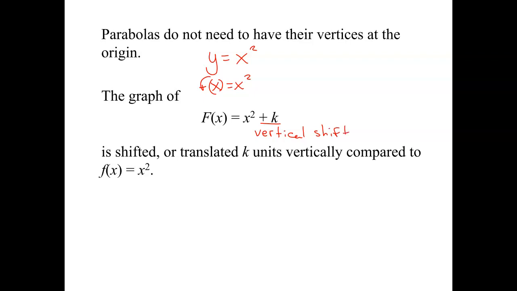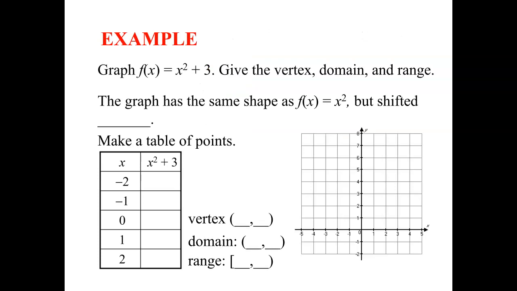Vertical means I'm moving which direction? Not sideways. That's horizontal. Vertical is up and down. So I take my x values, I square them, and then I add or subtract something to move it up or down. If it's positive, I'm moving it up. If it's negative, I'm moving it down. Okay? Makes sense, right? Positive goes up, negative goes down. So if we take our parent function, I'm going to graph it real quick. Okay? This is our parent function, y equals x squared.